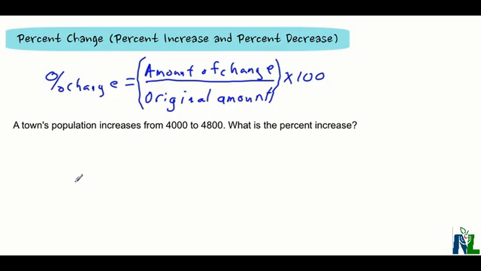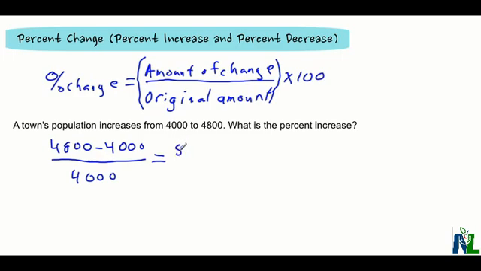A town's population increases from 4,000 to 4,800. What is the percent increase? So I need to get the amount that it changed by. So I would take 4,800 and subtract away the 4,000. And then I divide that by the original amount. So it increased from 4,000. So 4,000 is my original amount.